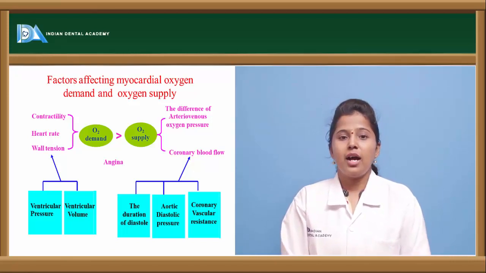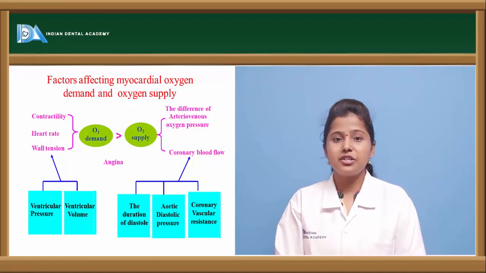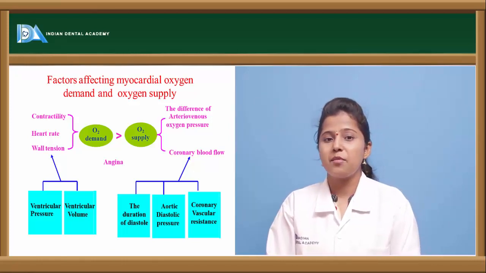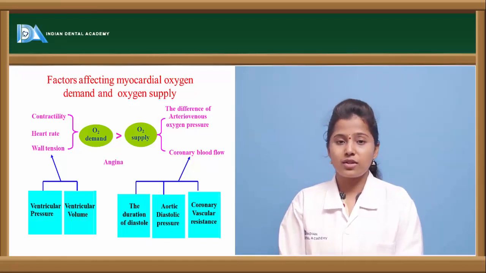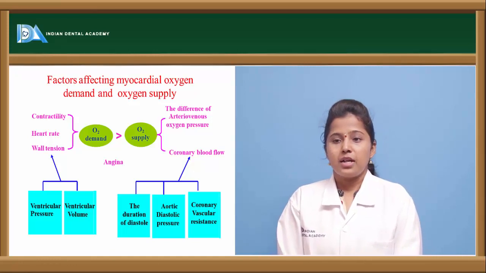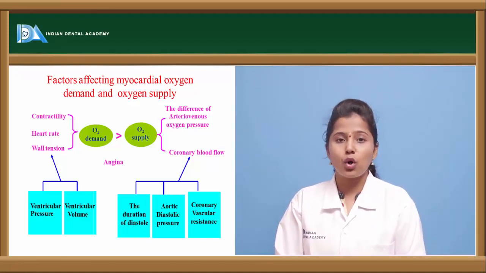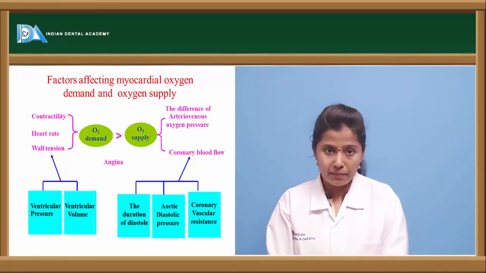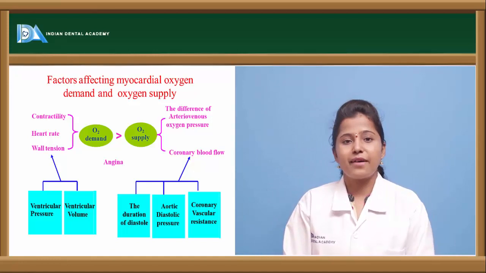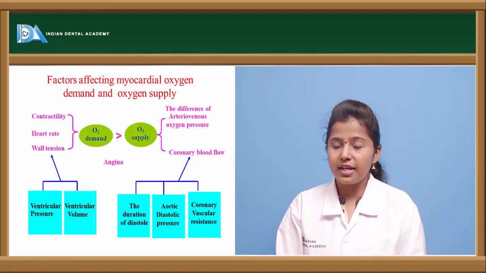And wall tension: the wall of the coronary artery will resist a kind of tension. When the artery cannot resist this tension, then there will be improper blood flow and decreased oxygen supply to the heart. So, because of all these factors, there occurs ventricular pressure, because of the volume of blood pumped out by the ventricles and the pressure with which it is pumped out. Because of that, all these factors like contractility, heart rate and wall tension can be observed in angina.